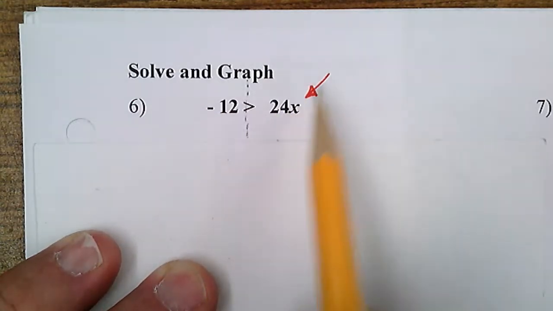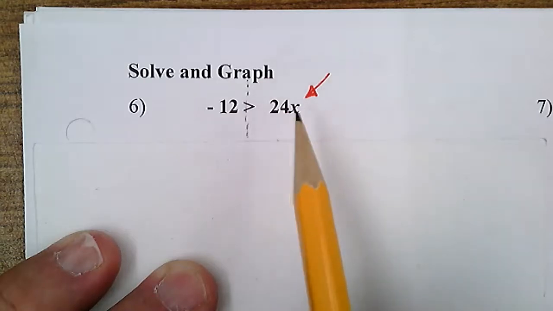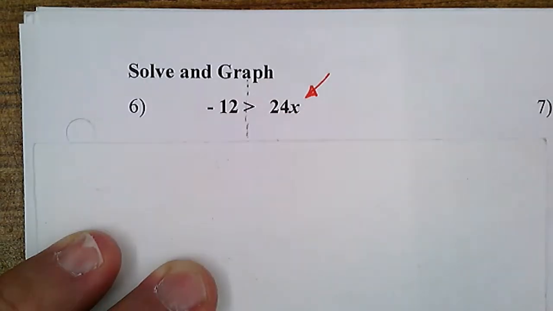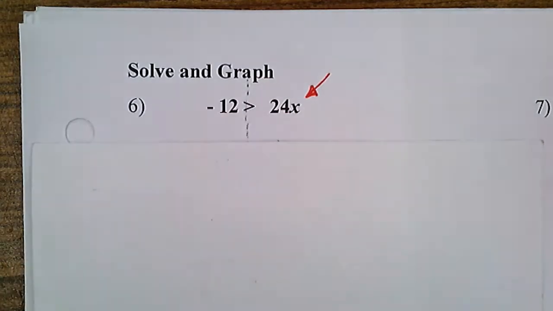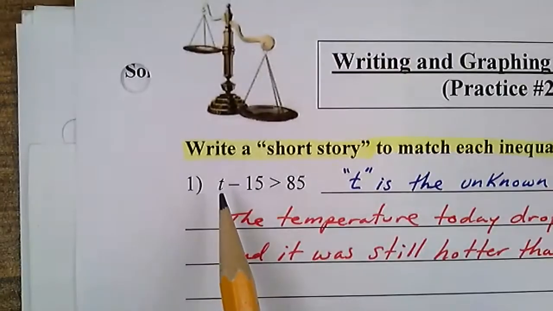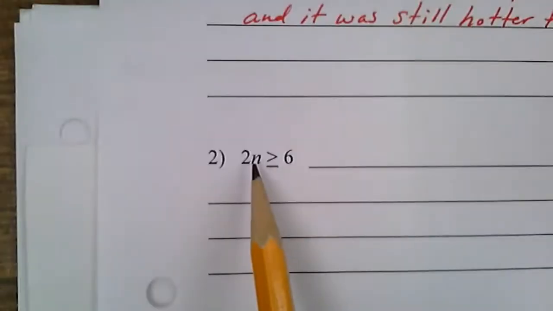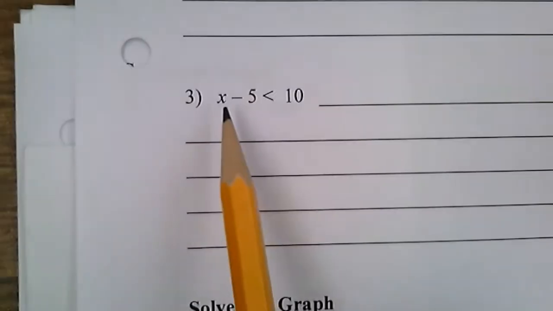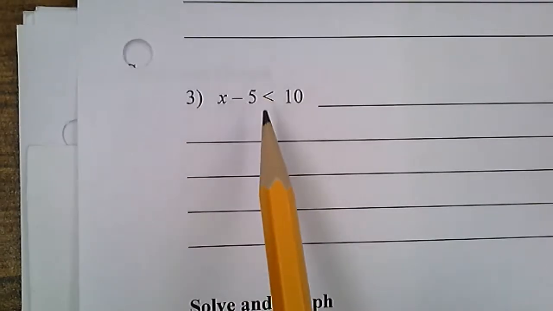If our variable is over here on the left side, we normally want the variable to be on the right side. For example, in all of these problems that we just looked at, the variable was on the left side of the inequality.